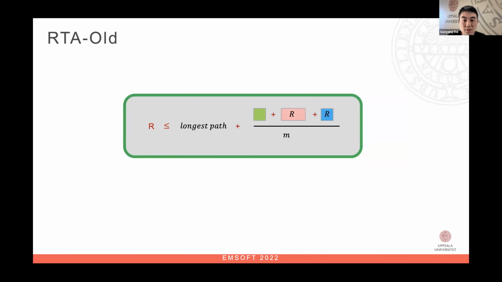So as a result, the method computes the WCRT by this formula. A fixed point calculation is needed because, as you see, on the right-hand side you also have the response time R to calculate the response time on the left-hand side. So next, I will explain our new idea of computing this bound.